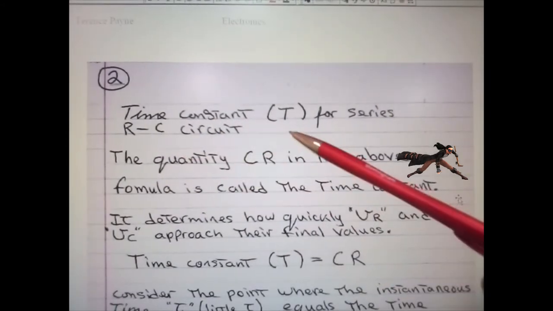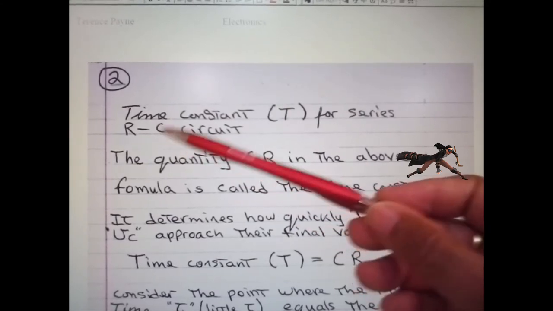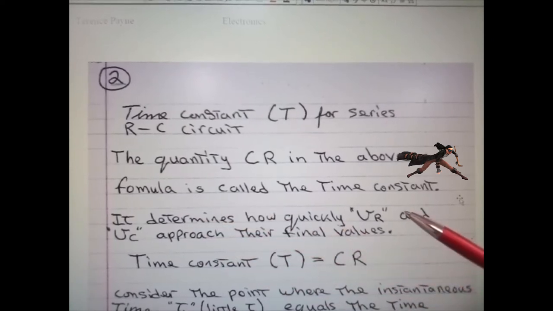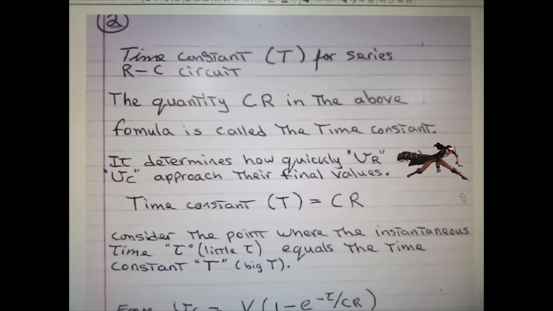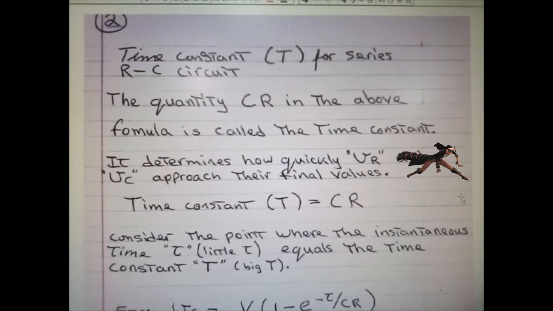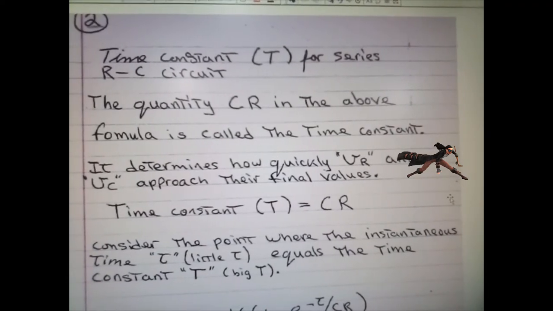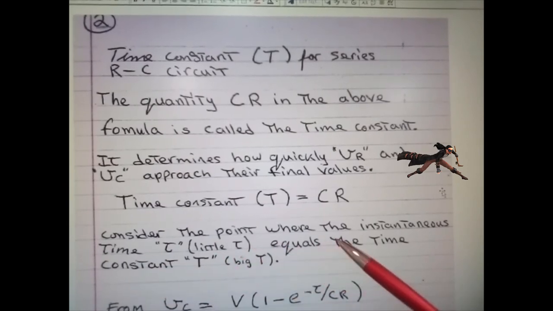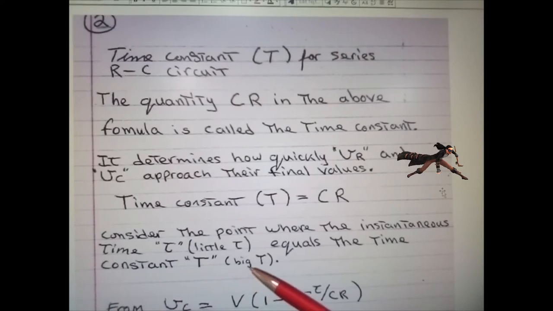Now, time constant T for a series RC circuit. The quantity CR in the above is called the time constant. It's just the way I happen to say it first. It determines how quickly VR and VC approach their final values. Time constant equals CR. Consider the point where the instantaneous time, which I've called little t just for my own point of reference, equals the time constant, which I've called big T.